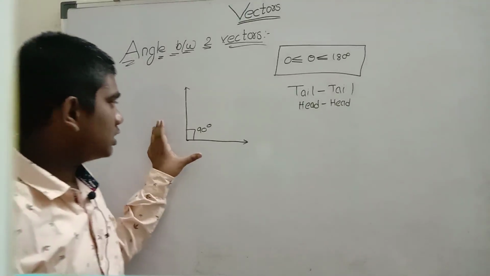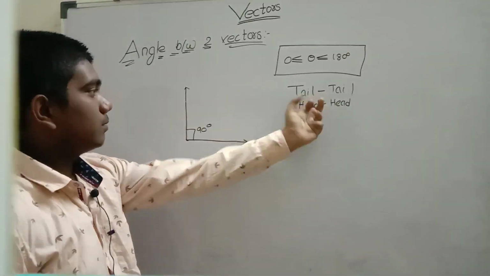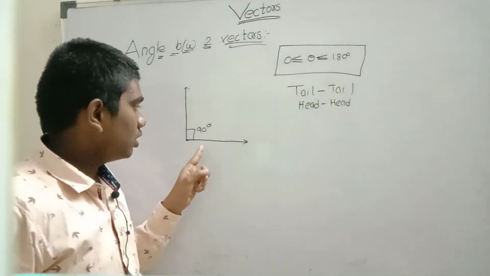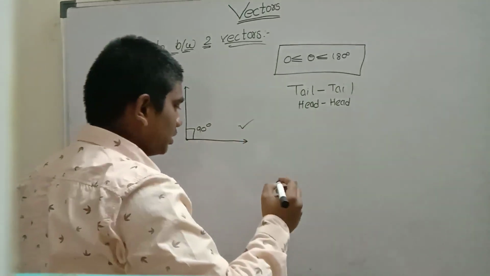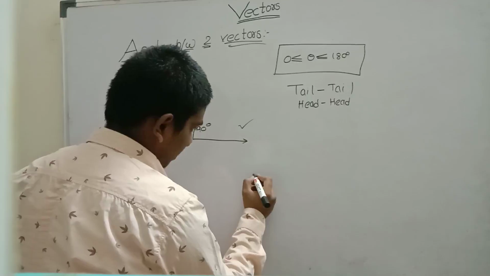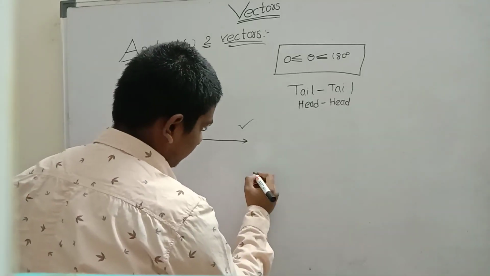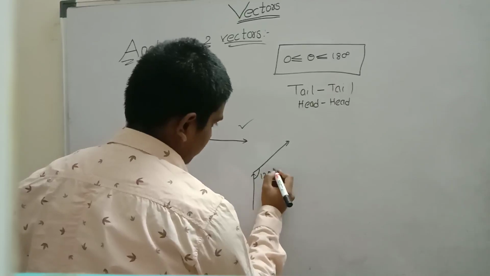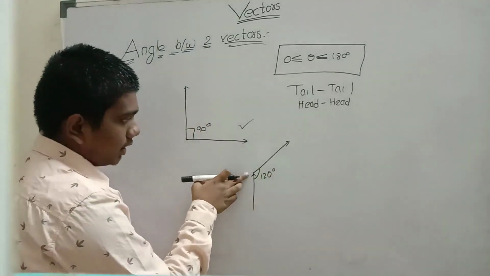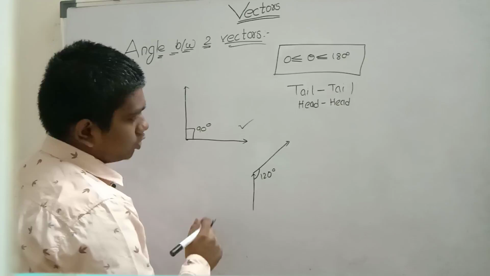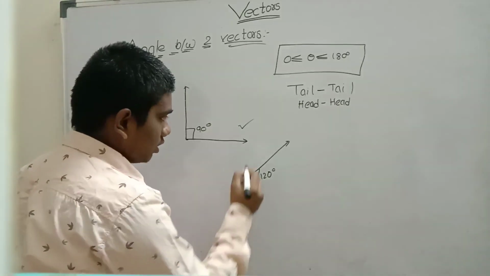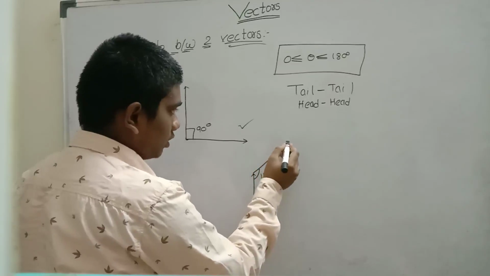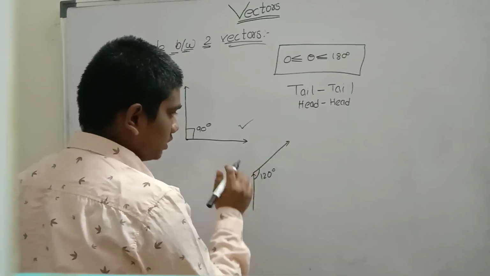Suppose the question is given like this, check whether it is following the tail rule. Yes, the tails are attached, so this is the correct answer. Suppose they give it like this, it is not following the tail to tail or head to head rule. So what we have to do here is shift this vector or this vector. Let us see if we shift this vector.